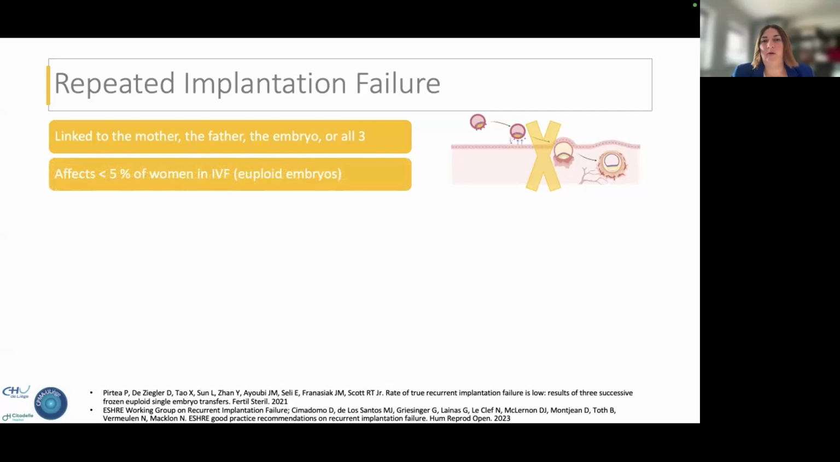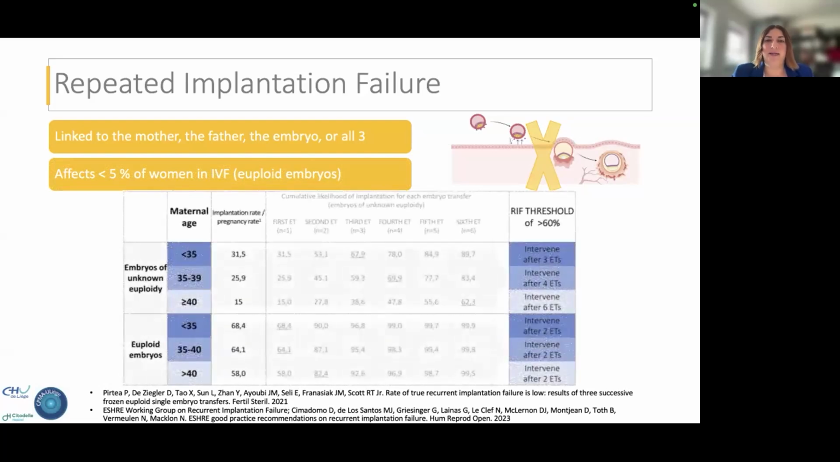The study by Pauline Piché revealed that true recurrent implantation failure, or RIF, is relatively rare for patients capable of producing euploid blastocysts. Less than 5% failed to achieve a clinical pregnancy after the transfer of 3 embryos. This suggests that RIF is less common than often perceived.